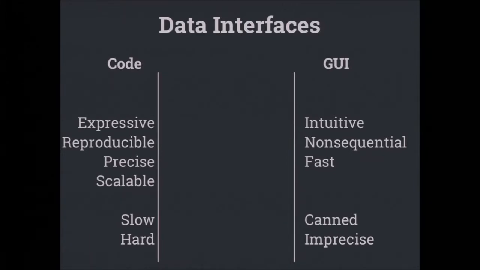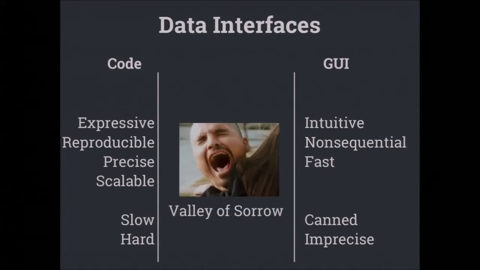And the really frustrating thing is that, okay, so we have these two things. They're complementary to each other. Neither one, I would argue, is really ideal for the entire life cycle of data analysis. But the problem is that moving in between these things is really uncomfortable. And so we almost have this valley of sorrow in between these interfaces.